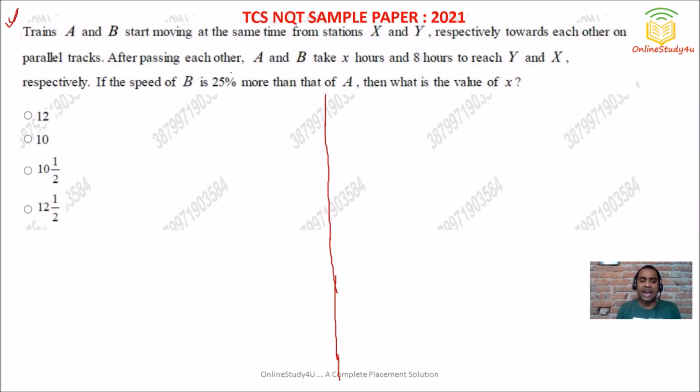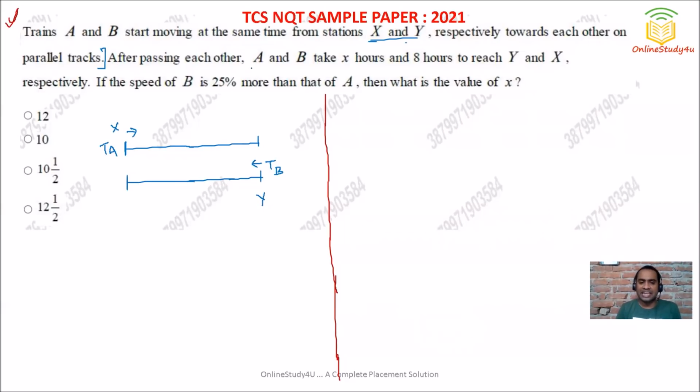Trains A and B start moving at the same time from stations X and Y. There are two trains, moving towards each other. This is station X and this is station Y, because they are going towards each other, so train A will go in this direction and train B will go in this direction. Trains A and B start moving at the same time from stations X and Y respectively towards each other on parallel tracks. So parallel tracks are there, like this.